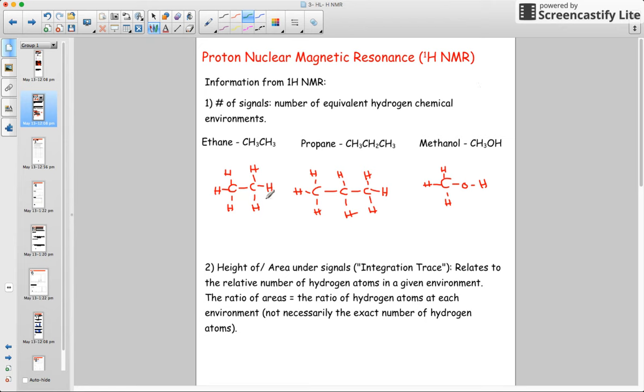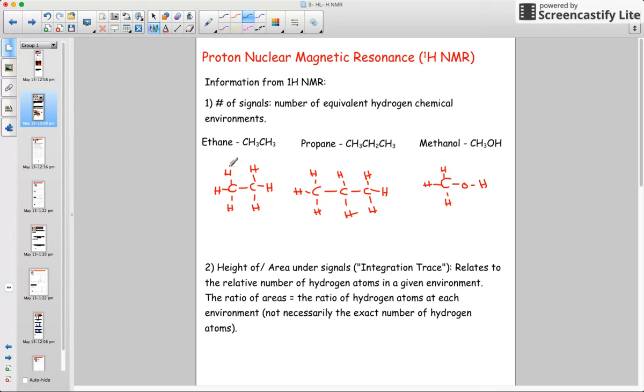So if we look at these three molecules, ethane, propane, and methanol, we're going to identify first the number of different chemical environments of hydrogen. It sounds very fancy, but it just means you think about the hydrogens, what everything is like around this hydrogen, and try to figure out how many different types of places there are for hydrogen to exist in this molecule. So let's just look at examples to understand this.